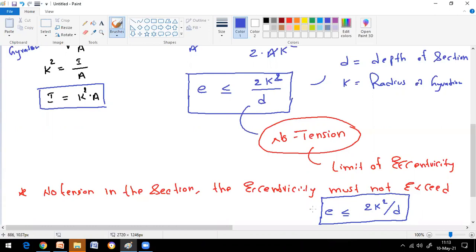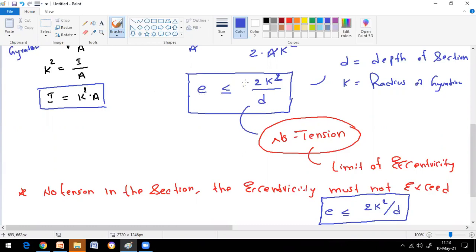With this formula we are going to write what eccentrical distances are to be maintained for different sections, like circular section, hollow circular section, square section, hollow square section. For all of these we will write down what the eccentrical distance should be. E is less than or equal to 2k square by d. D is the depth of the section, k is the radius of gyration of that particular section. Very important for competitive exams.